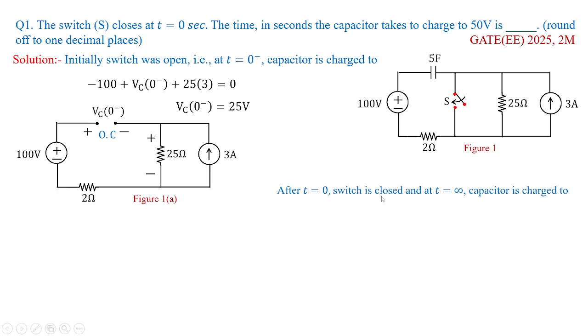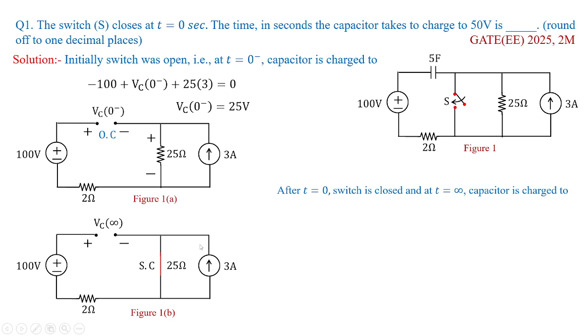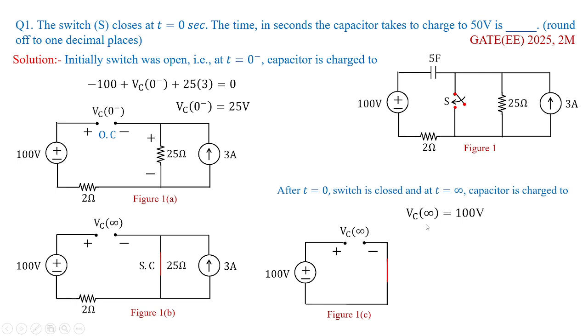Now what happens after t equal to 0? The switch is closed, and at t equal to infinity, what does that mean? We have to close the switch and wait for a long duration. Then the capacitor is charged to what value? For this we have a special formula that we are going to see. You can see the wire is closed. When the wire is closed, the 25 ohms is shorted, so the value of voltage here is directly VC of infinity, treated as 100 volts. That is the voltage when the switch is closed and we are waiting for a long duration.